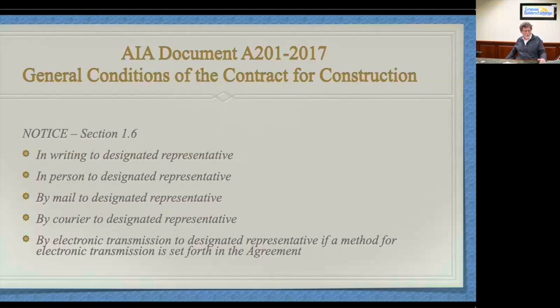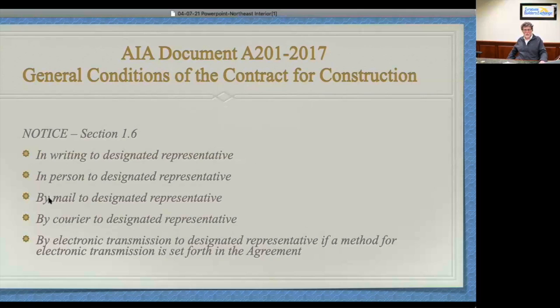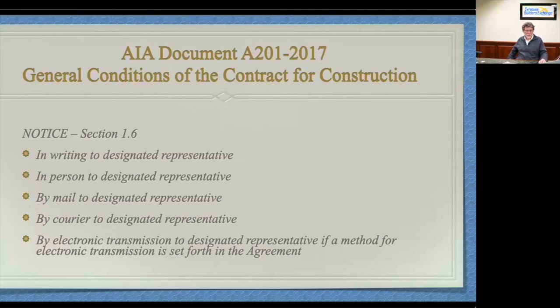So a contract will typically designate who is to receive notices from both of the parties to the contract. There will be a name. There is nothing wrong with putting two names in there.